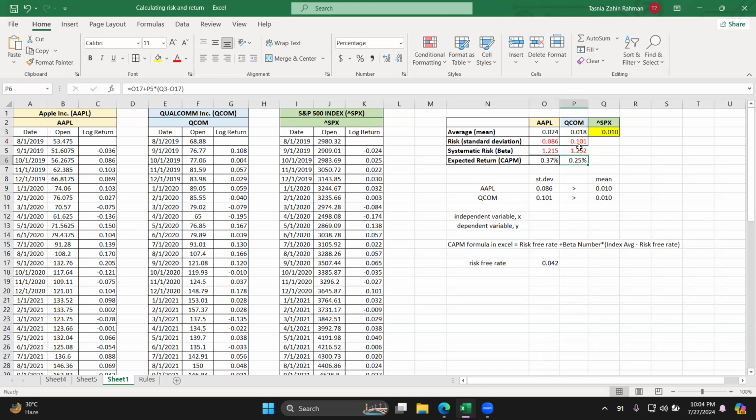Now, this expected return will help investors set realistic expectations for the returns you should seek from your investments, and will also help you assess which stocks are high risk investments. Here, whatever amount you invest in Apple, you can expect a 0.37% return. As in, if you invest $10,000, you would expect to earn $37.